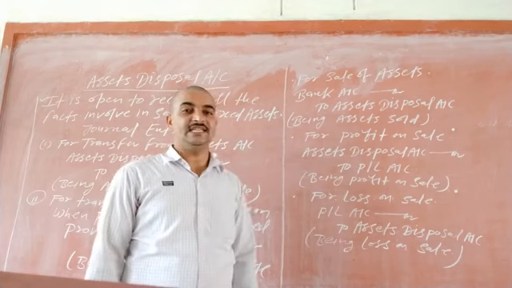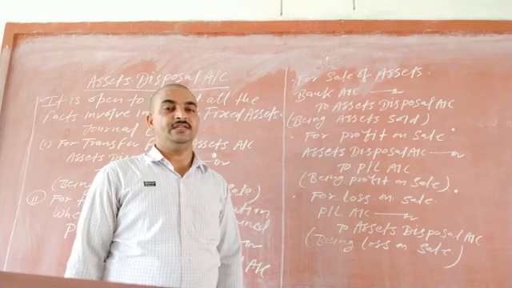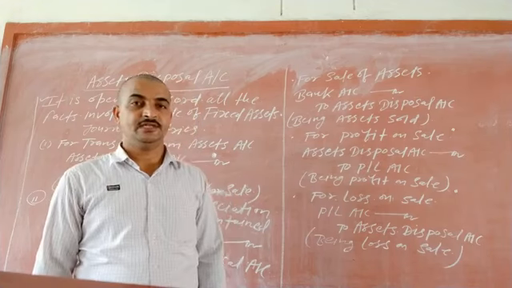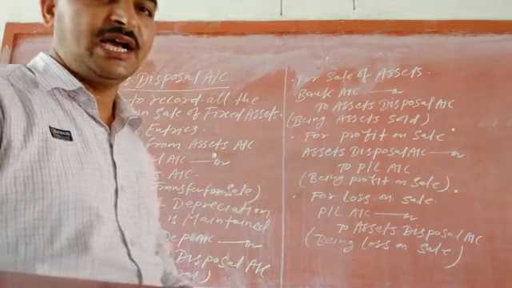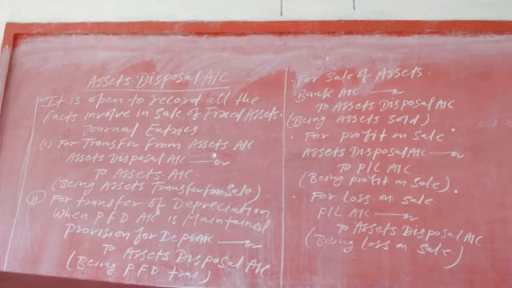These are the journal entries which are required when you are doing asset disposal account. Now you can see it so that this will be clear to all of you. These are the entries required when the question is saying to prepare asset disposal account, in case provision for depreciation account is maintained. Clear?